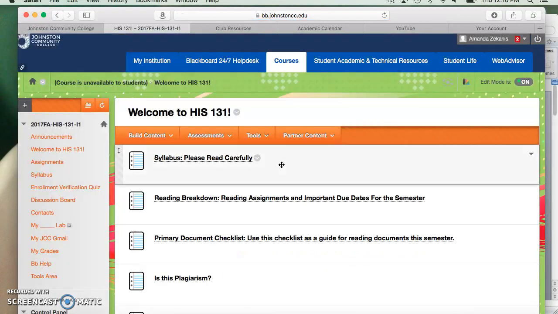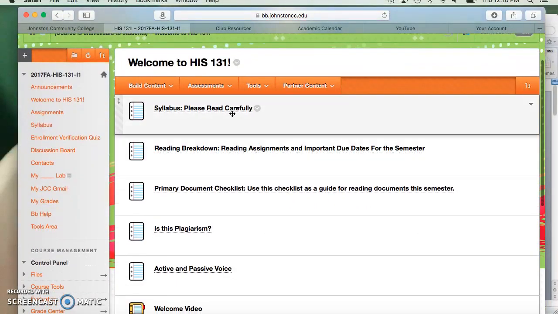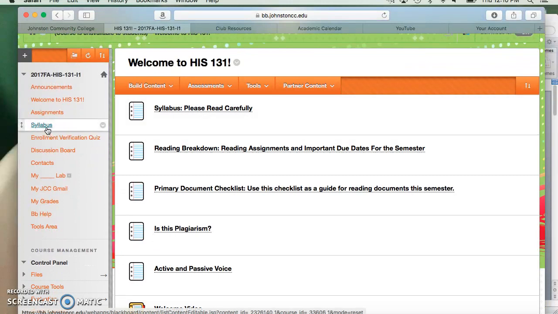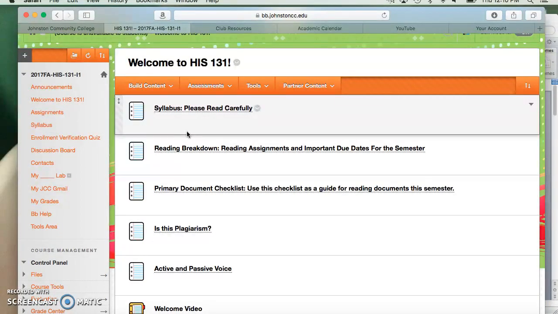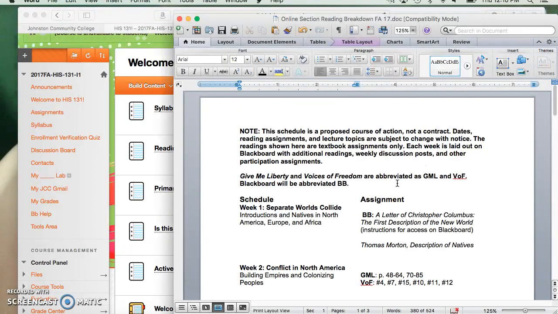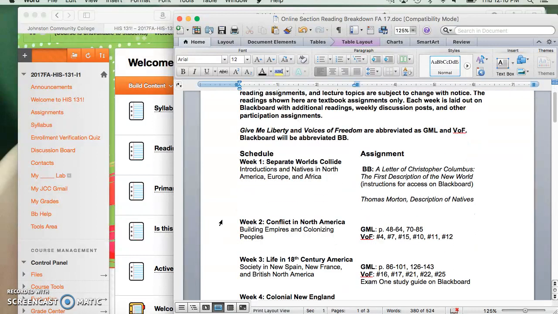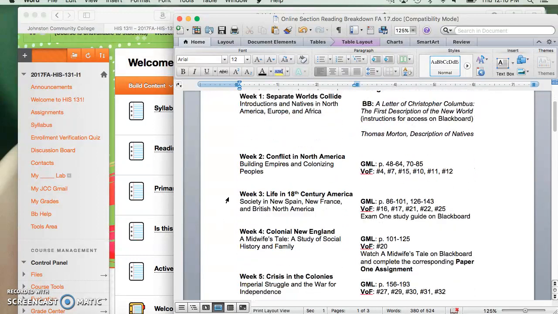This is a good first week of information. Syllabus, which is also here under the syllabus. I put stuff in multiple places, so everybody should be able to find everything they need. Reading breakdown, that is this. This is just a quick breakdown from week to week of what you're expected to read in your textbook, your document reader, and assignments on Blackboard. It's also got important due dates, so I encourage you to take a look at it.